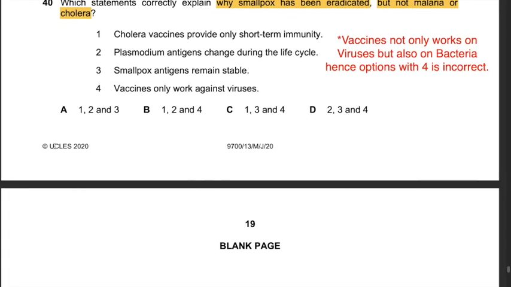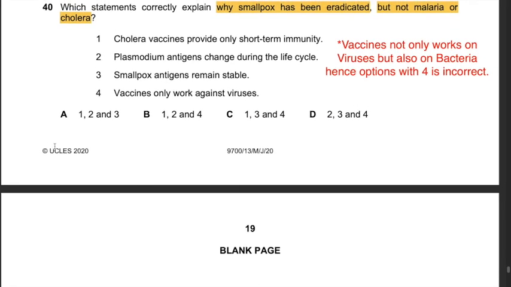Question 40. Which statements correctly explain why smallpox has been eradicated but not malaria or cholera? 1. Cholera vaccines provide only short-term immunity. 2. Plasmodium antigens change during the life cycle. 3. Smallpox antigens remain stable. 4. Vaccines only work against viruses. Now obviously, statement 4 is incorrect, as vaccines work on both bacteria as well as viruses. If we consider between answers A, B, C and D, answers B, C and D, all three of them contain statement 4. Therefore, that leaves us with A being the right answer. 1, 2 and 3 only.